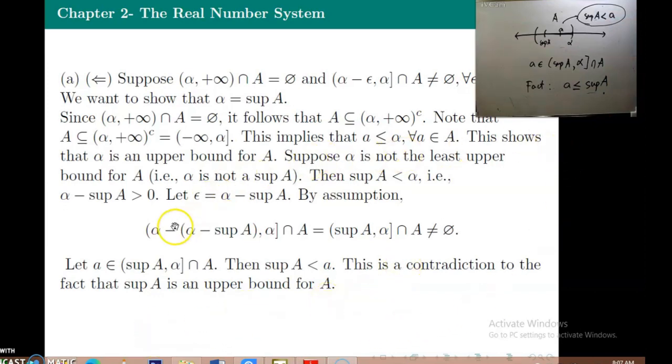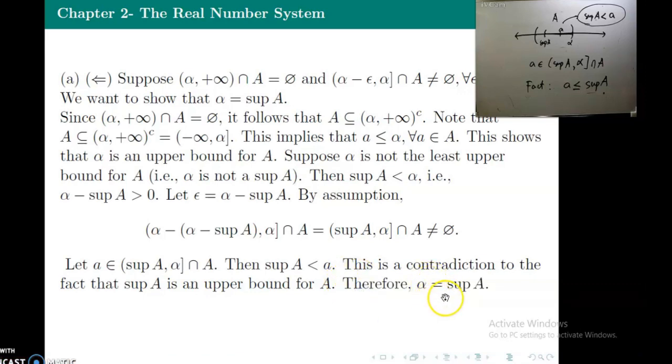Since we're using proof by contradiction, we supposed that alpha is not the least upper bound, and we have found a contradiction. So we can conclude that alpha is the least upper bound, or alpha is the supremum of A. So we're done proving the first statement, the if and only if statement. So for letter B, this will be your problem set number 4.